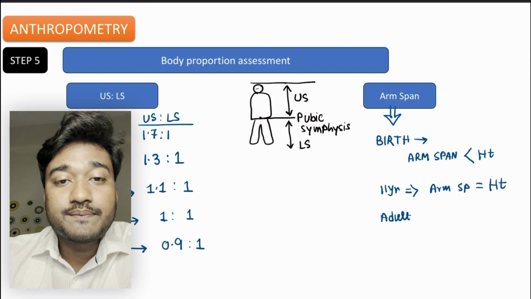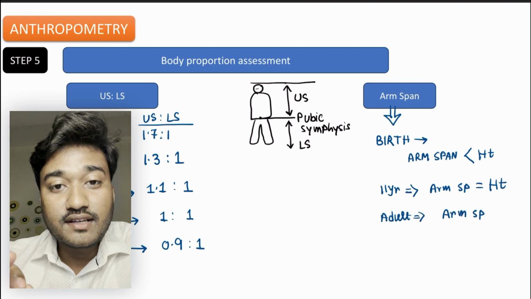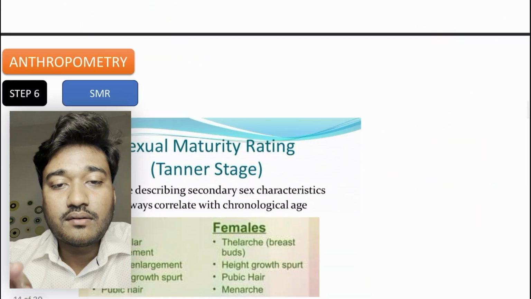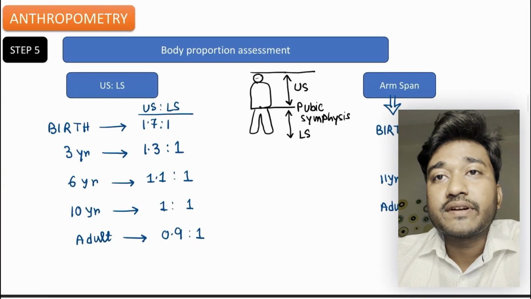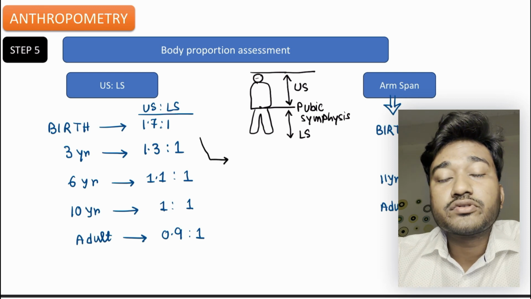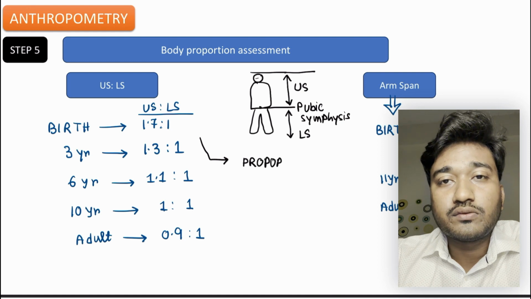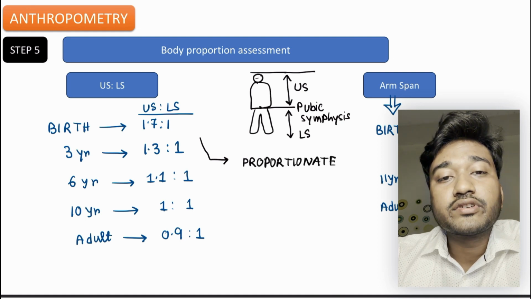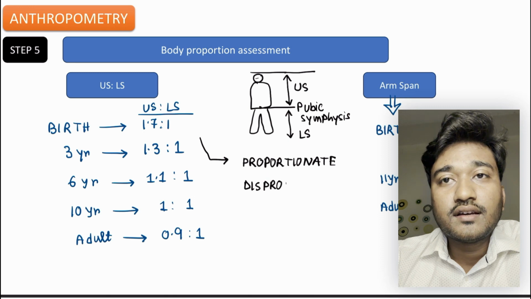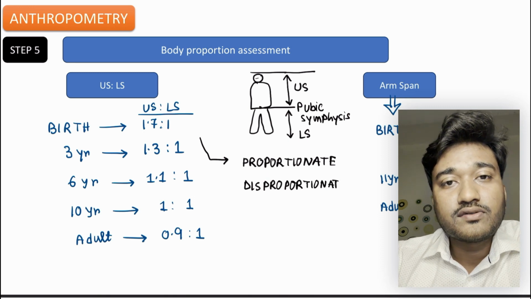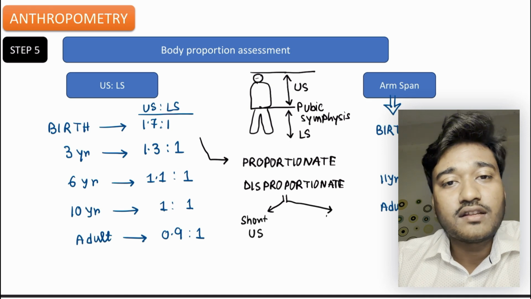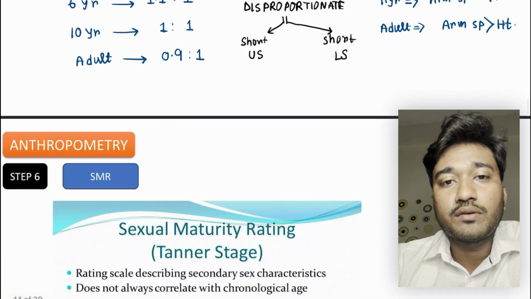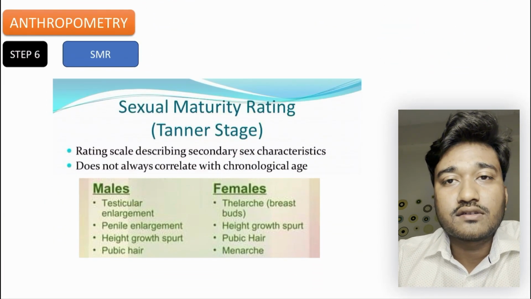Okay. At step 6 of anthropometry, we must know the SMR, that is sexual maturity rating. I forgot to tell you, from the upper segment to lower segment ratio, we have the concept of proportionate short stature or disproportionate short stature. We can actually comment on it. Proportionate means that for the age the upper segment and lower segment ratio is maintained. When for the age of the child this is not maintained, this is disproportionate. From disproportionate we have two options, we will discuss later in pathological short stature.